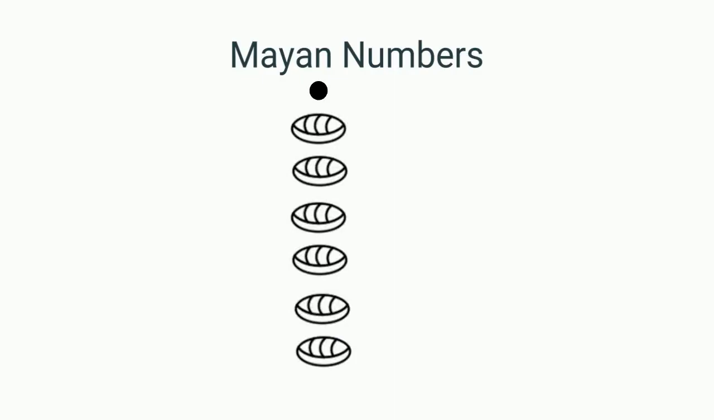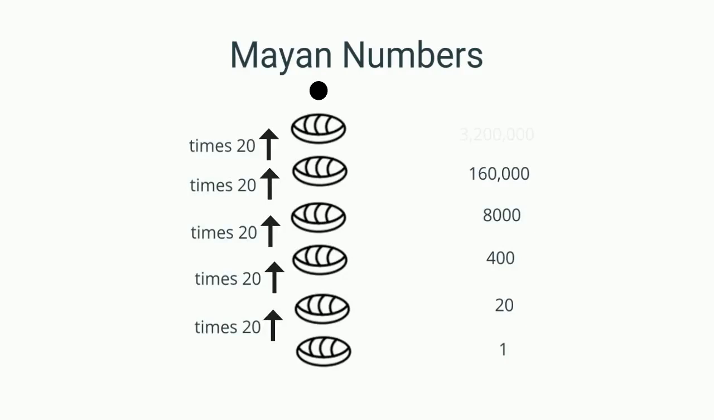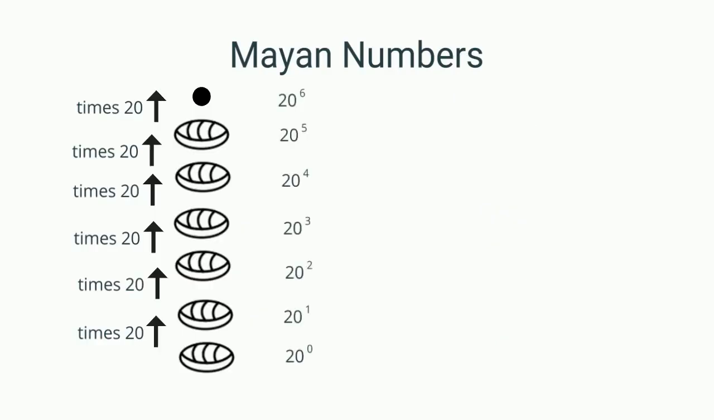Using this argument of looking at each place value being 20 times more than the prior, we can work our way up from 1s over 20s, 400s, 8,000s, 160,000, 3,200,000, and 64 million. So each place value in the Mayan system represents a different power of 20. Thus, appending a shell equals multiplying by 20.